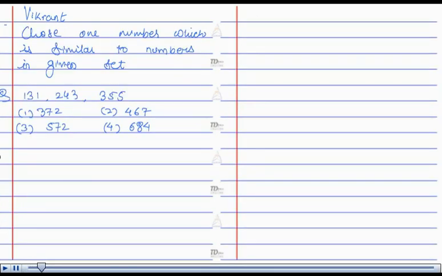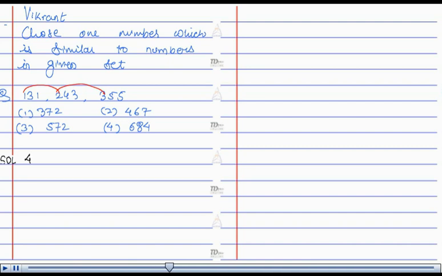Question is, choose the one number which is similar to the numbers in the given set: 131, 243, 355. Solution is, look at the numbers carefully. You will be able to observe that there is a pattern going on between the numbers. We have 1, 2, 3. So the next number will be 4.